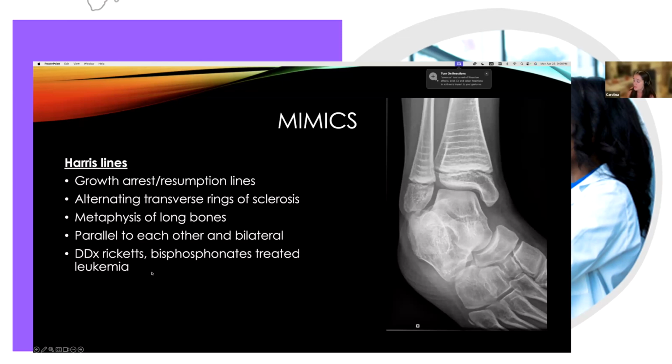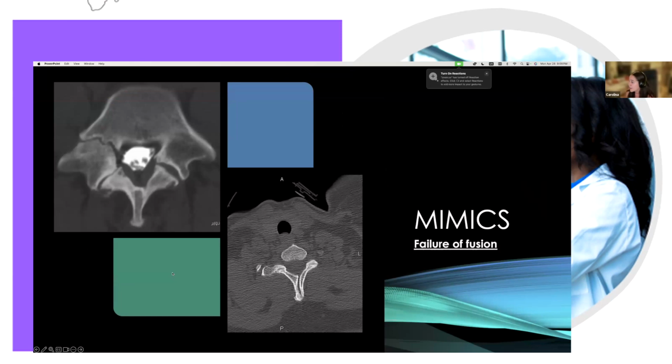They do have, though, some differential diagnoses that include rickets, the use of bisphosphonates, and previous treatments for leukemia, but that you probably would know beforehand. Now, there are also some mimics like failure of fusion. You mainly see this in vertebral bodies, so that's why we're seeing some vertebral bodies here, even though we're talking about lower limb injuries. I just wanted to show you that in some ring-like structure, like a vertebral body, you could have these lines.